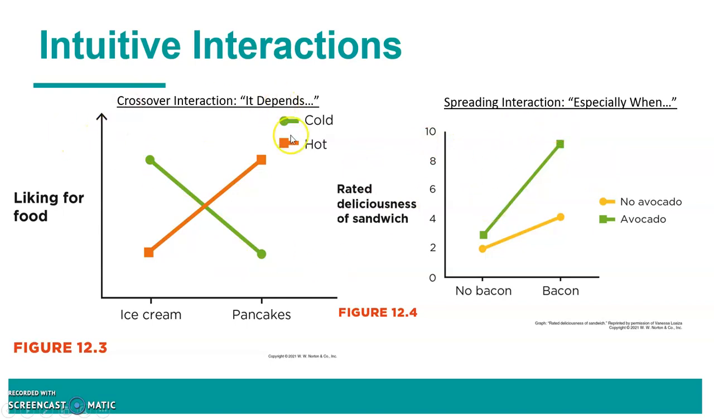That's called a crossover interaction. And here's kind of similar. It's still an it depends kind of thing, but you really would describe it more as especially when. So, rating deliciousness of a sandwich, it's always going to be better with bacon. Sandwiches are better with bacon. So here's one independent variable, no bacon and bacon are the two levels. The other independent variable is avocado or no avocado. So if you have a sandwich with bacon, it's always more delicious, but especially when you add avocado as well.